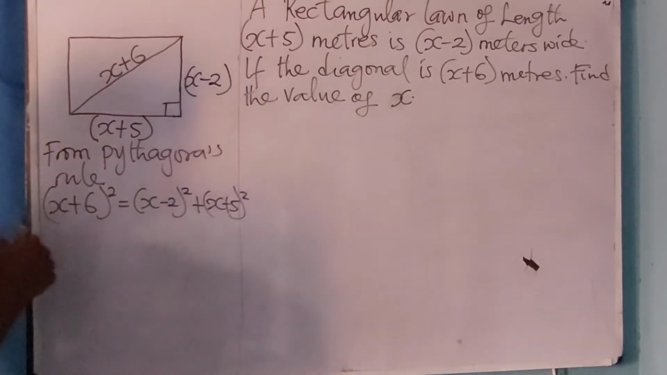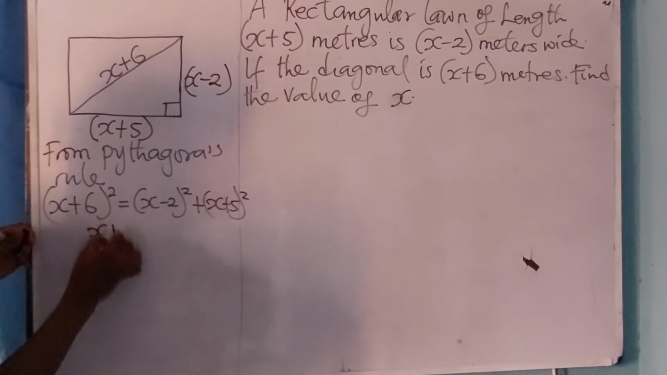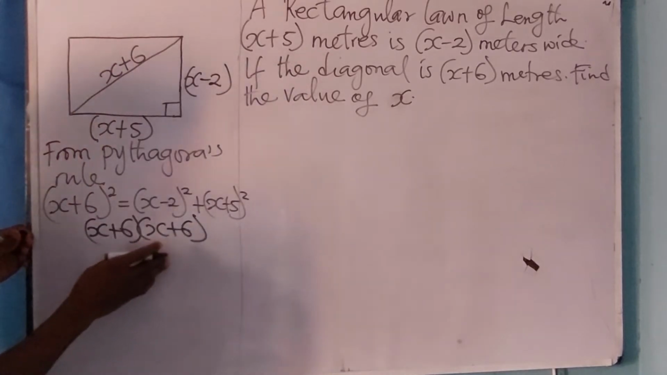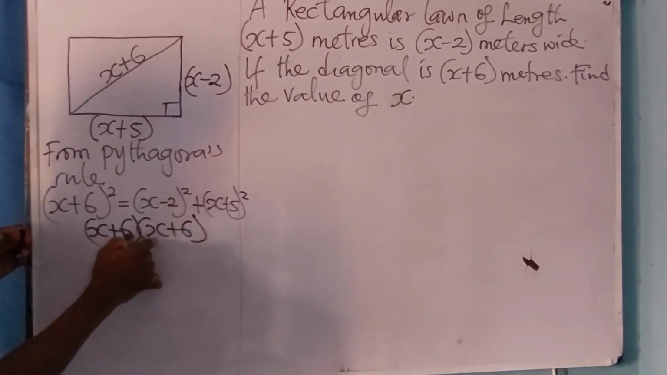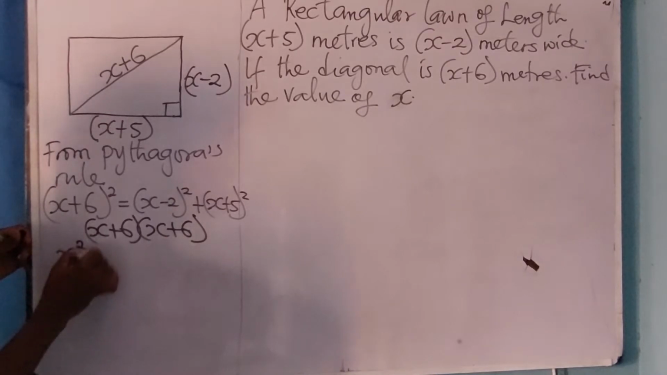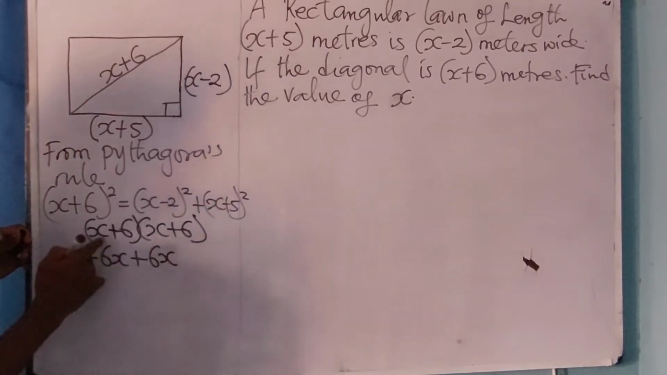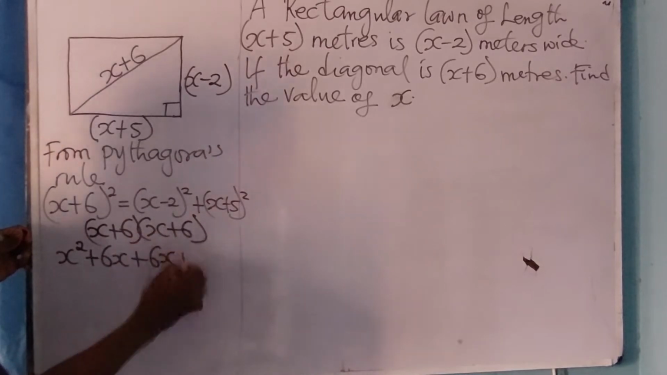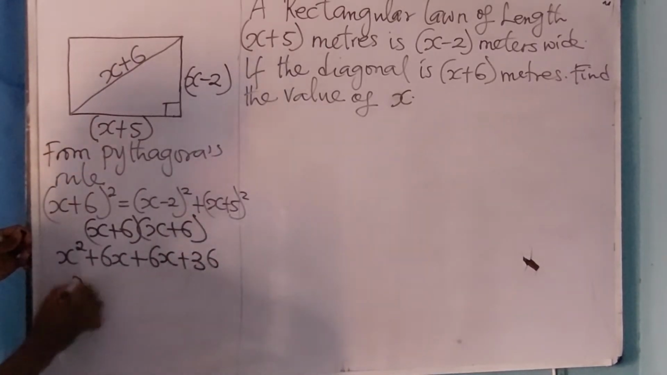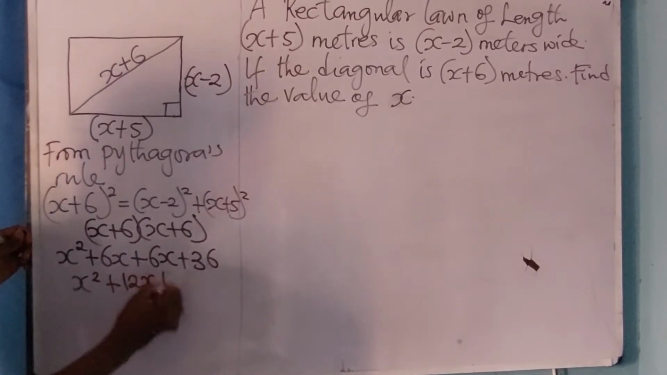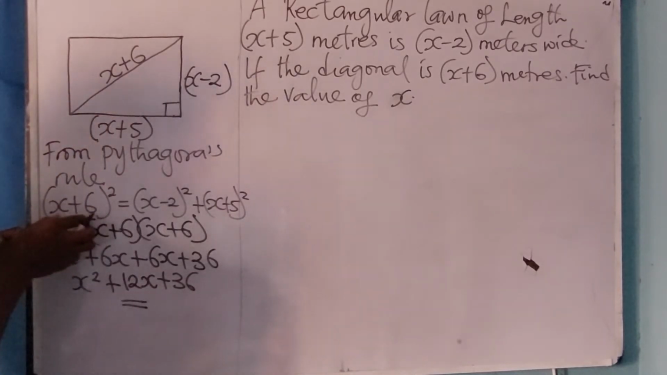Let me first solve this. Since I have this, I'm going to write it out twice: x plus 6 times x plus 6. Expanding, x times x is x squared, plus x times 6 is 6x, plus 6 times x is 6x, then 6 times 6 is 36. So x squared plus 12x plus 36. This is for the hypotenuse.